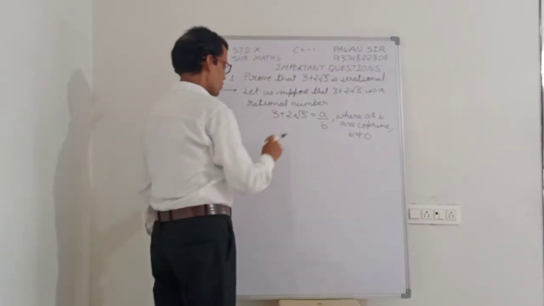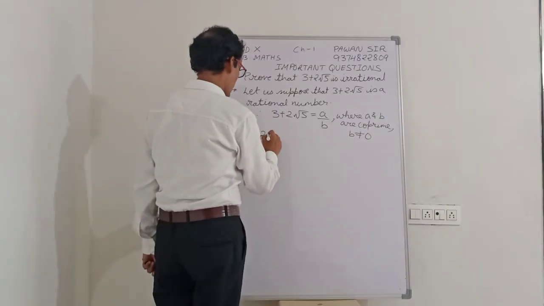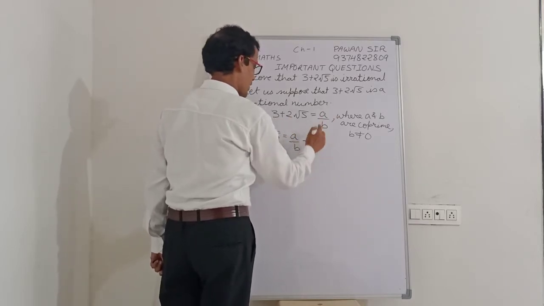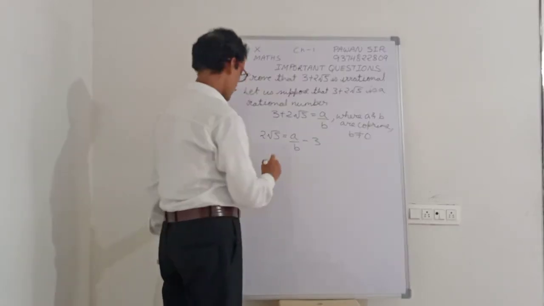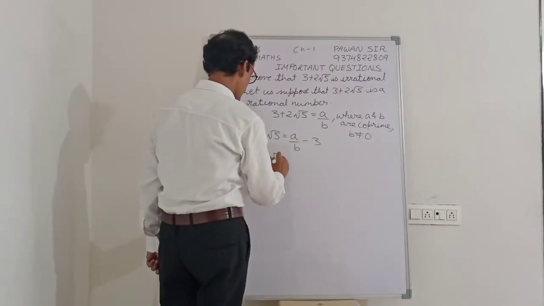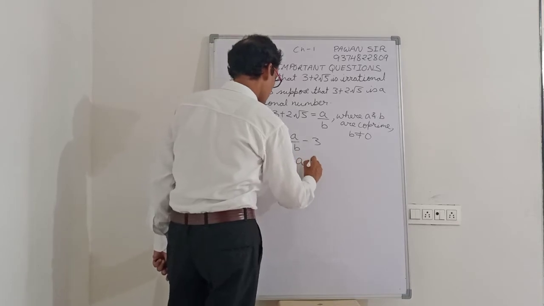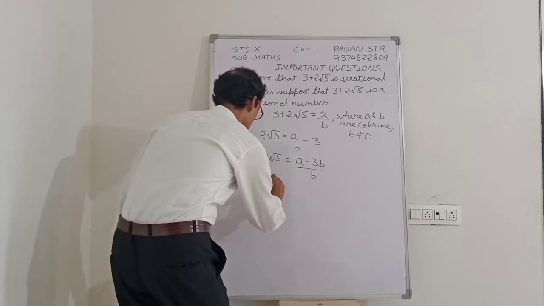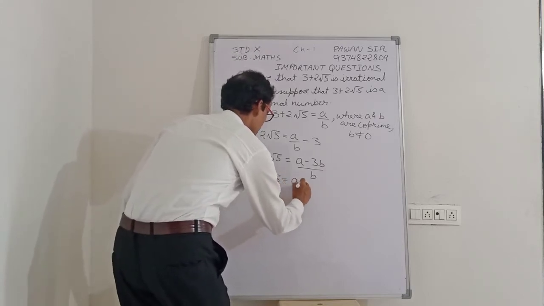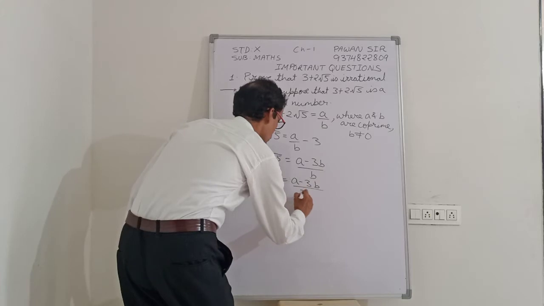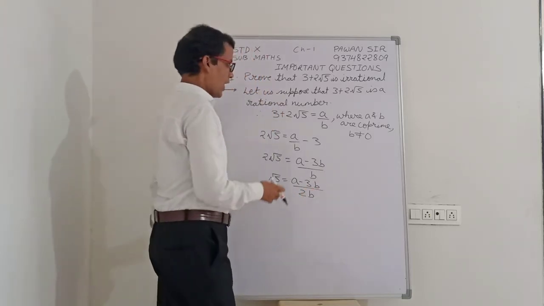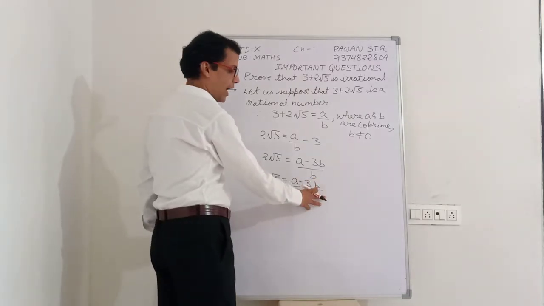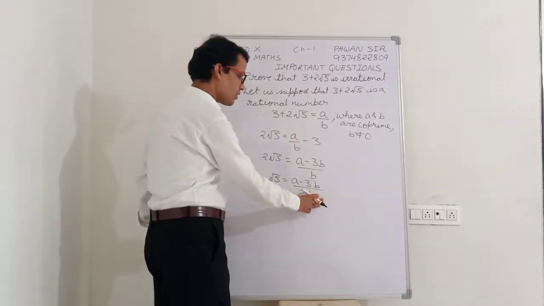Okay, so now this can be written as 2 root 5 is equal to a by b minus 3, taking 3 to the other side. So take the LCM, we get a minus 3b upon b. So we get root 5 is equal to a minus 3b upon 2b. As we know that a and b are integers, the right hand side is a rational number.